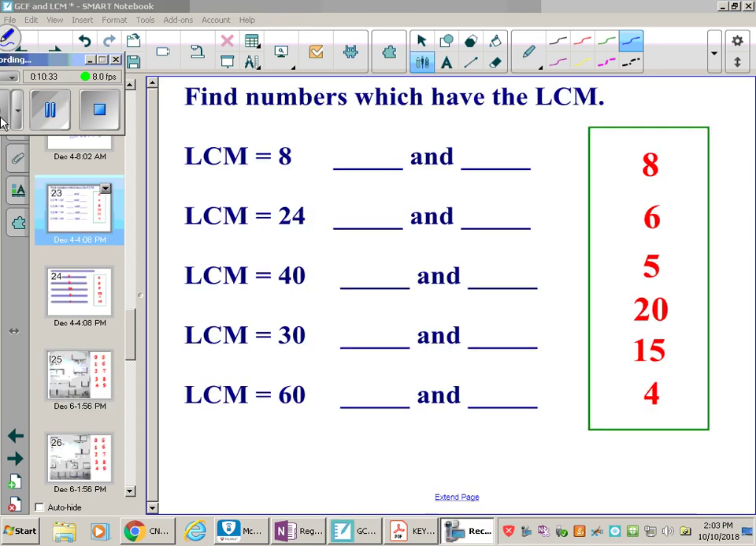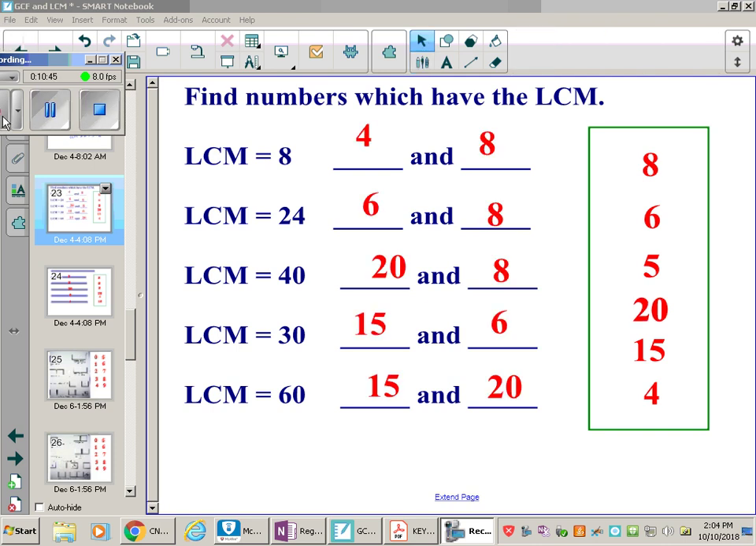Now, if you're really up for a challenge, give this a shot. See if you can find two numbers that have the given least common multiple. Pause it while you're trying and then hit play and check and see if you're correct. So here's the answers that I got while working this out. It's perhaps possible to get other answers, but these are certainly right answers.